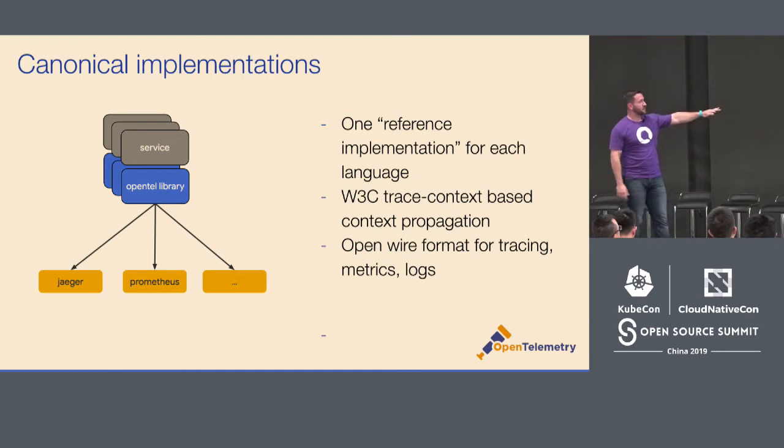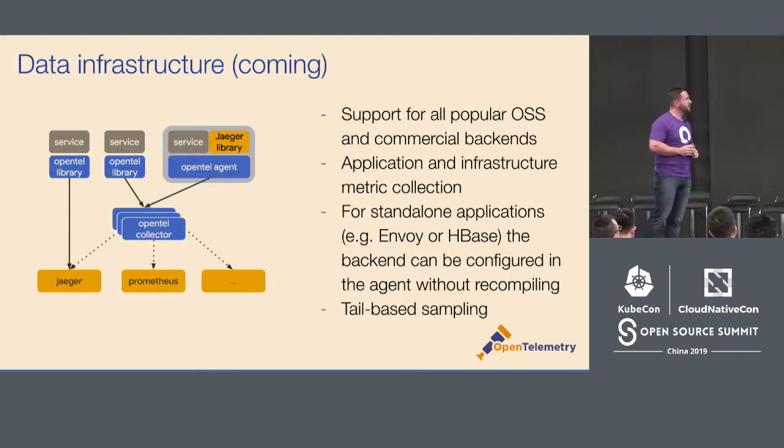I mentioned the W3C trace context propagation, and the goal is to have a wire format for tracing, metrics and logs. From a tracing perspective, OpenCensus already has a wire format. OpenTelemetry will have one as well, based on the best practices that we've learned so far.